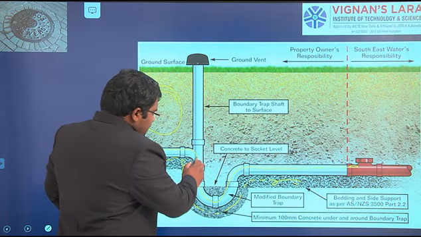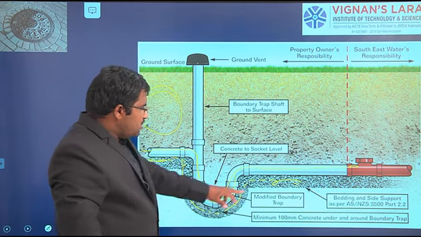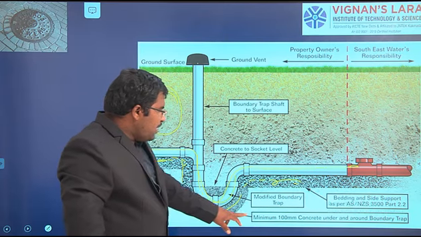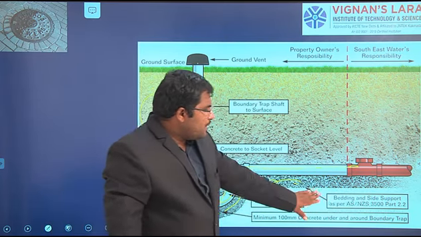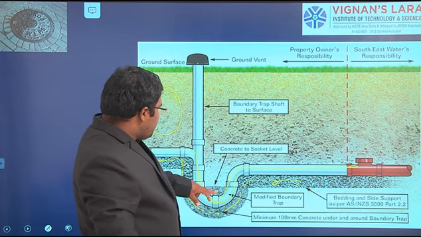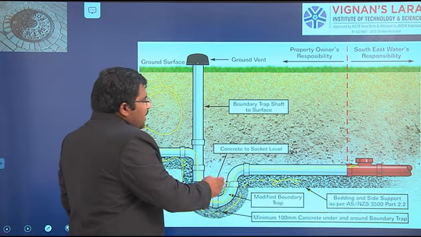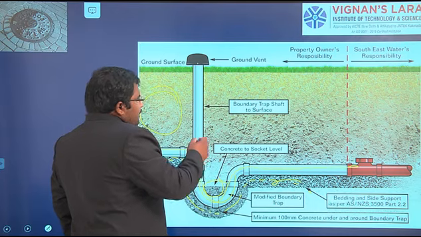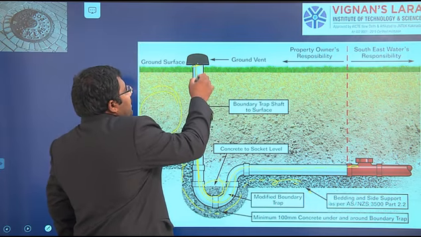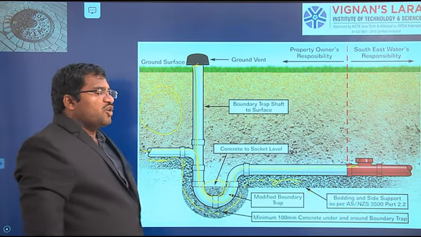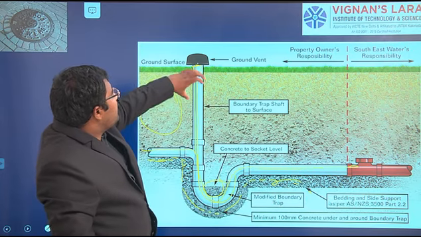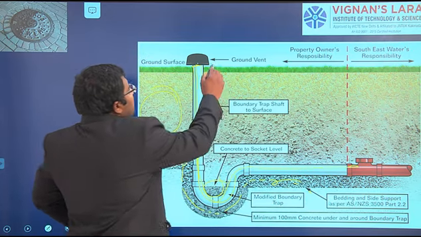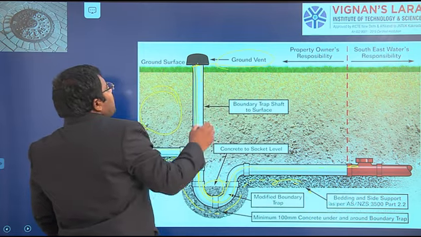Here we have a trap like this, U-shaped, right? This is a U-shaped trap with a minimum of 100 mm concrete under the boundary. This is the bedding. Here we have a concrete socket above there, and here we connect the pipe to the ground level. So whenever there is a generation of gases, it will go out of the pipe through the ground vent.